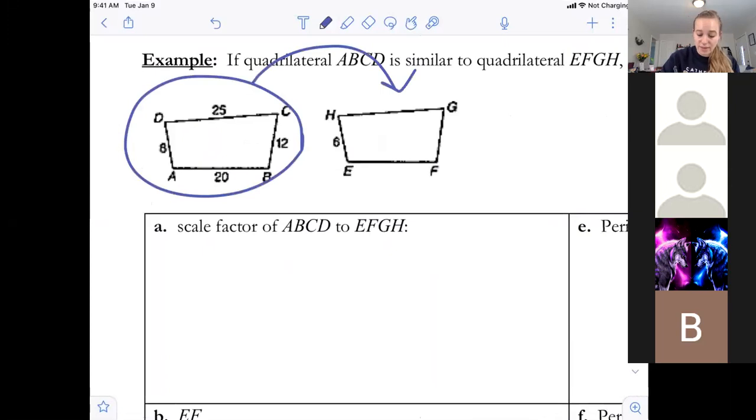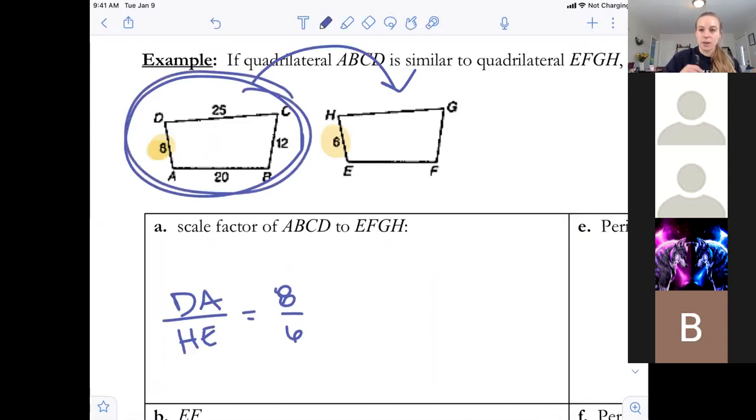Ooh, it looks like I only have this side right here of 6, of HE. What goes with HE? Does anyone know which side goes with HE? DA. Good. I like how carefully we all said that, DA and not AD. So that means I've got 8 over 6. And remember, I put the 8 on top. I put the DA on top, even though that was the second thing we found, because we're going from the shape, the quadrilateral on the left, to the one on the right. So 8 over 6, we can simplify down to be 4 over 3. Okay, cool. Easy. We're going to keep using that ratio this whole time.